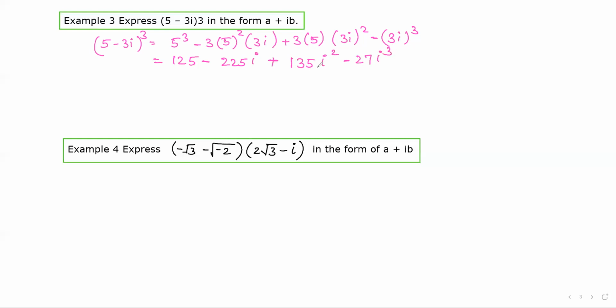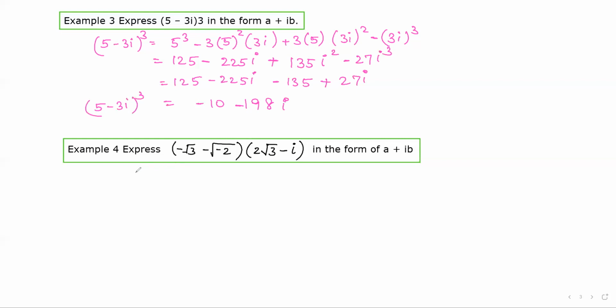Now we know that i square is minus 1 and i cube is equal to minus i. So this is 125 minus 225i minus 135 plus 27i. Calculating this, you get minus 10 minus 198 into i. This is your answer for 5 minus 3i whole cube.